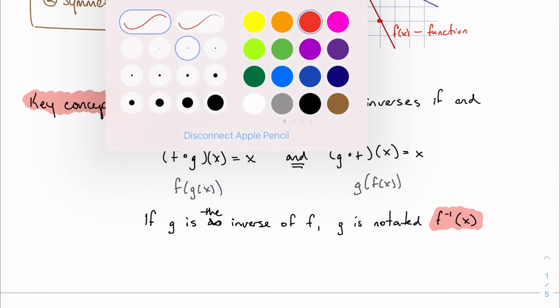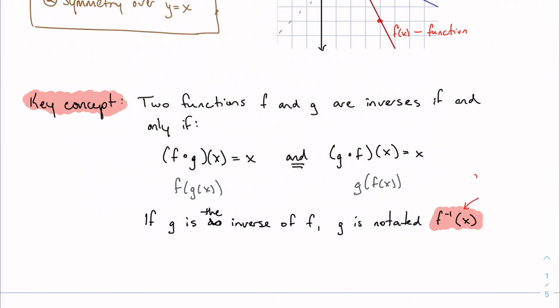And it's really important to note here that this notation does not mean 1 over f of x. So here, it does not mean a reciprocal. This is super important. This notation does not imply a reciprocal. It's just to say it's the inverse. It's the function that undoes another function.